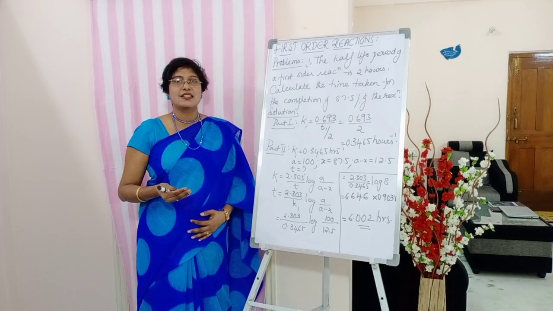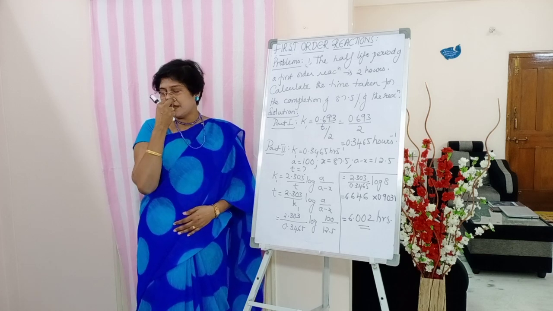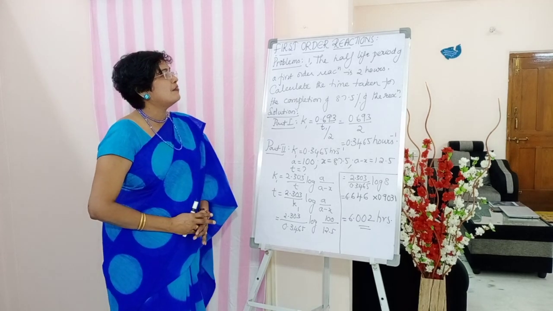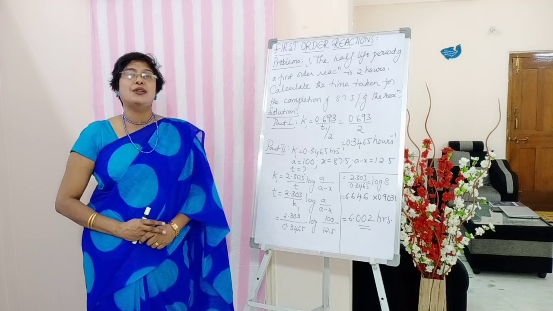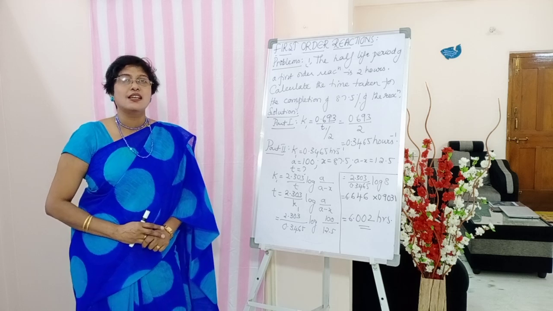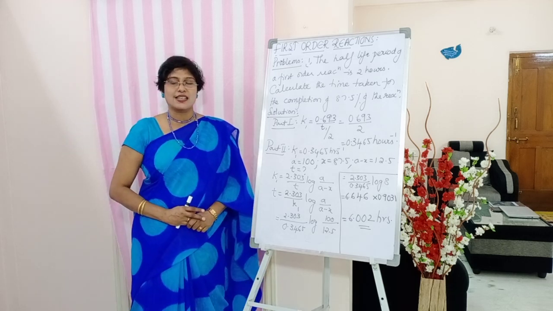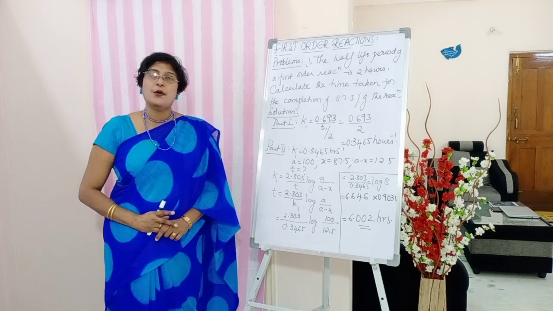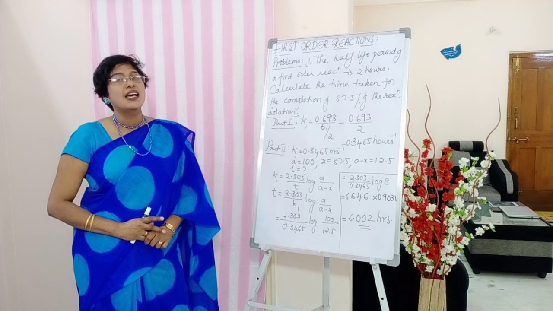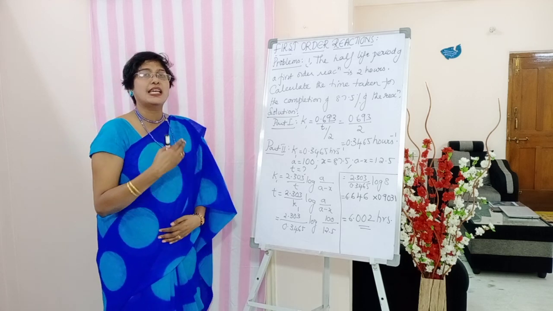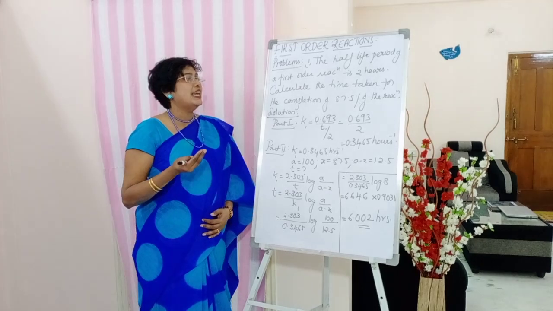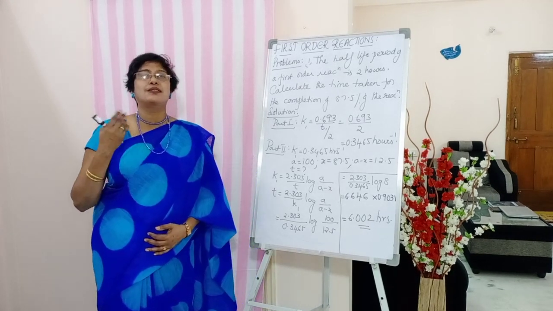87.5% of the reaction. Students, the solution for this can be divided into 2 portions or 2 parts. First, the half-life for the first order reaction is given as 2 hours. From this we can calculate the rate constant, that is from the third characteristic. T half is equal to 0.693 by K1. So from this we can calculate K1, and in the second portion we can use the K1 value and calculate the time taken for 87.5% completion of the reaction.